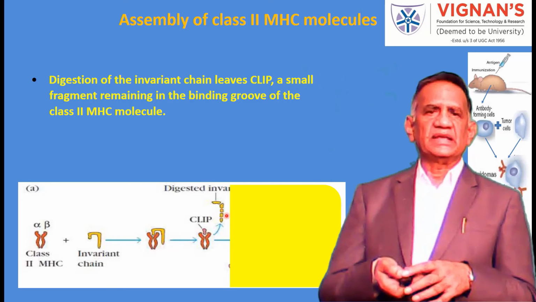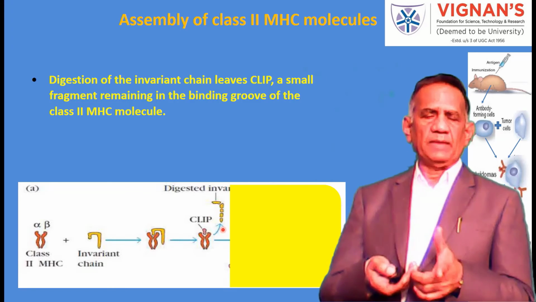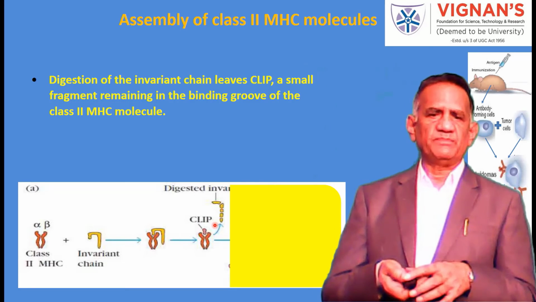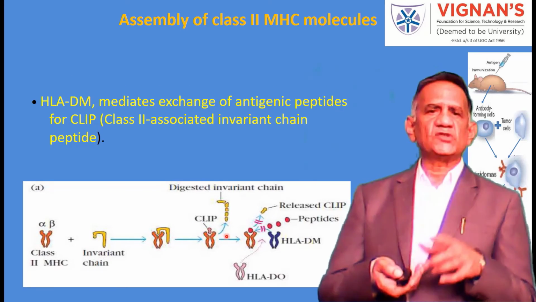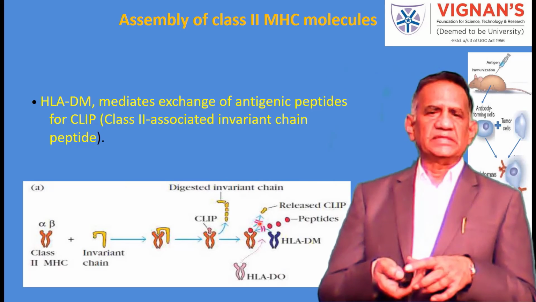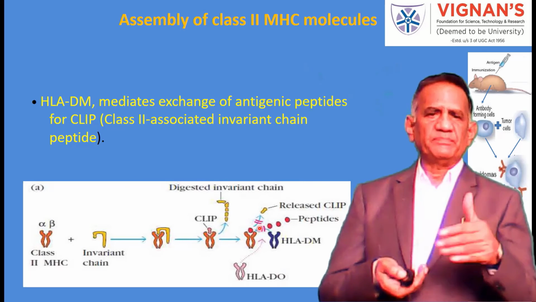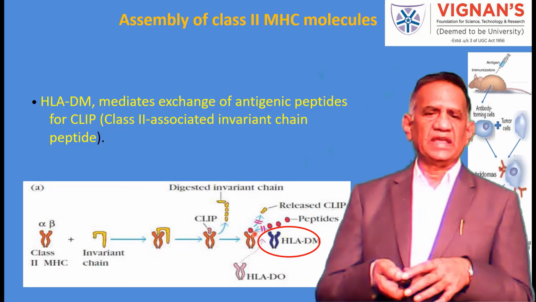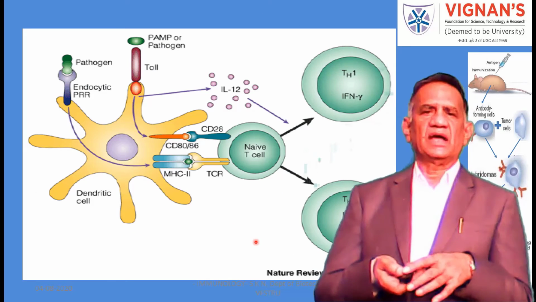and later the invariant chain is replaced by CLIP, that is class 2 associated invariant chain polypeptide, and later the CLIP is also replaced by the peptide, that is the antigenic peptide that has been brought to the scene by HLA-DM, and that is attached and presented.